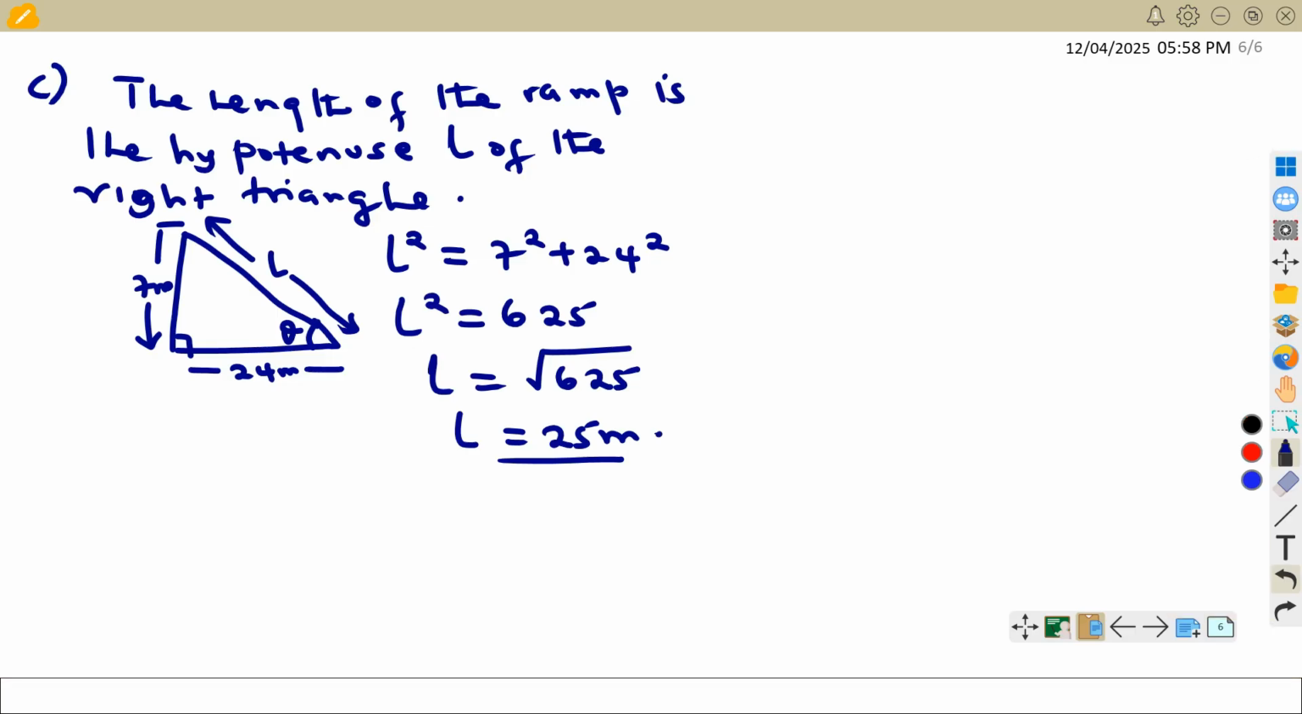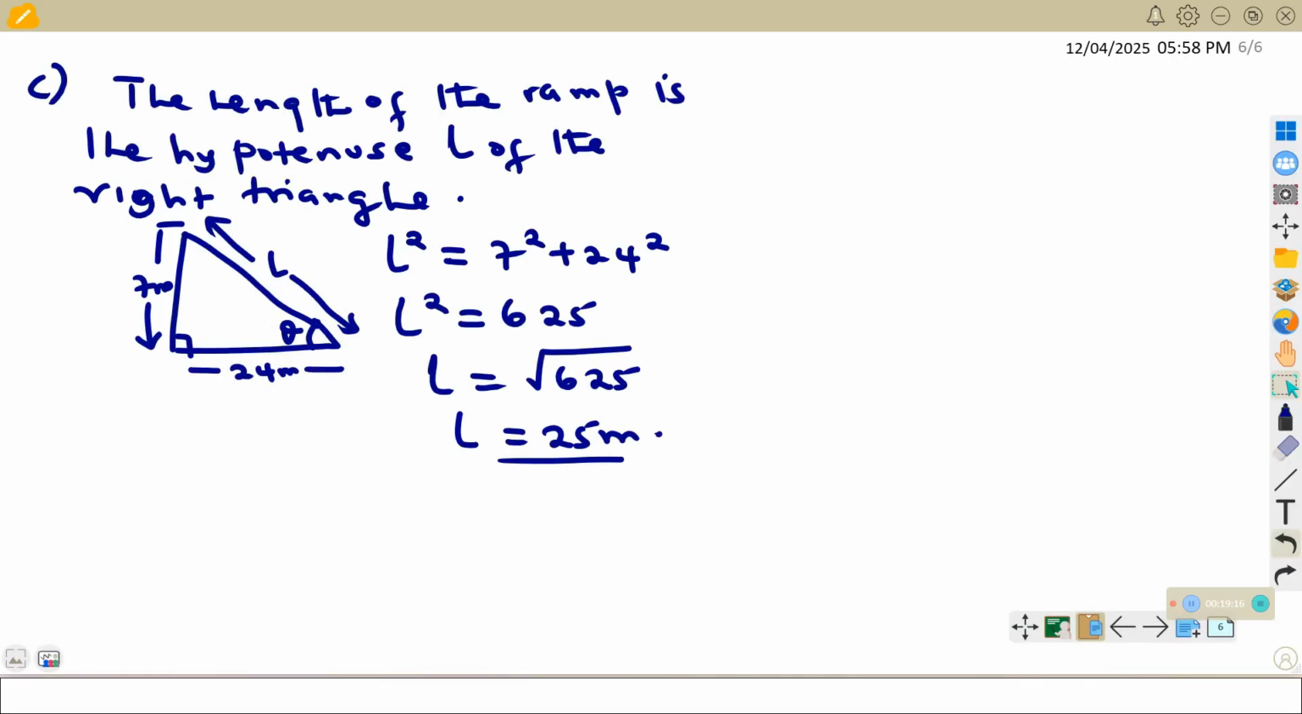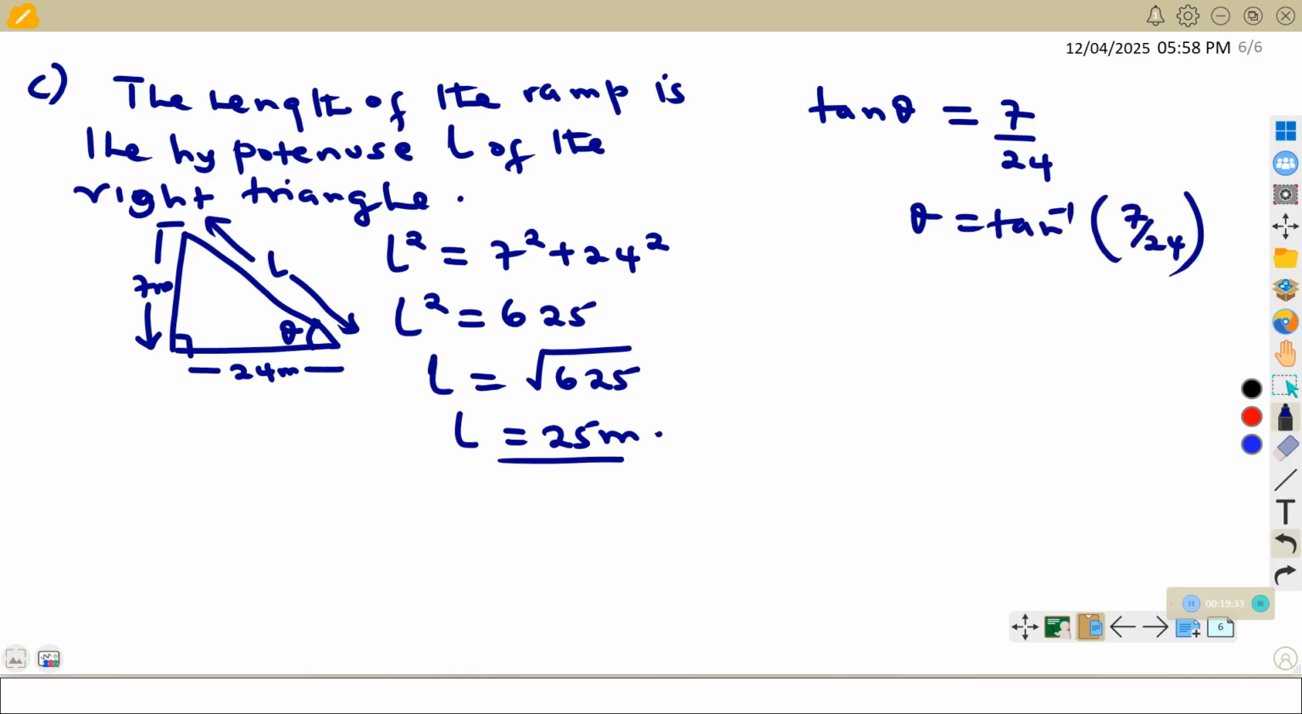So after getting the length of the ramp, we are interested in the angle of the ramp as well. So what will be the angle? We can easily get the angle from here by using the expression that tan theta is the same as 7 over 24. So theta is tan inverse of 7 over 24, which will give us theta as 16.26 degrees. So the angle of inclination will therefore be theta, which is 16.26 degrees.